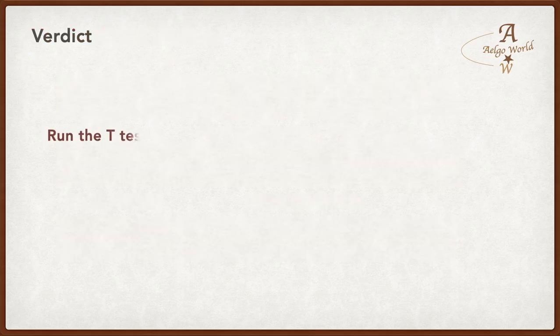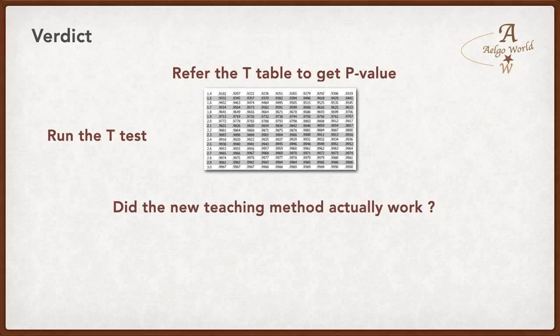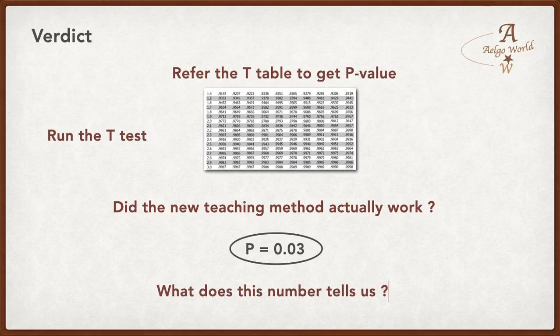Okay, the moment of truth. The school has run their t-test, the numbers have been crunched, and the investigation is officially complete. So, what's the verdict? Did the new teaching method actually work? And here it is, the big reveal. After all is said and done, the p-value from the school's experiment is 0.03. Okay, so it's a number. What does that actually tell us? What does 0.03 mean for the school, the teachers, and the students?